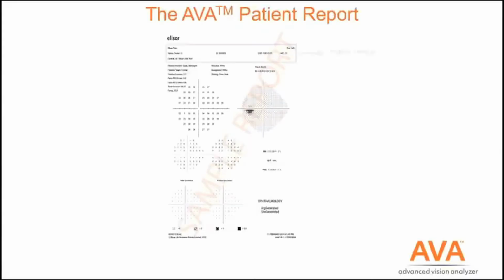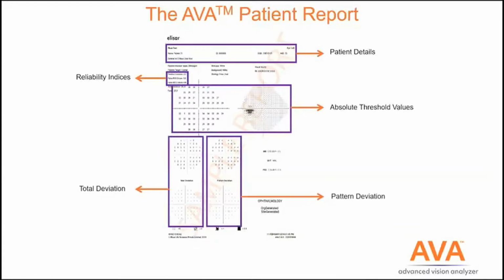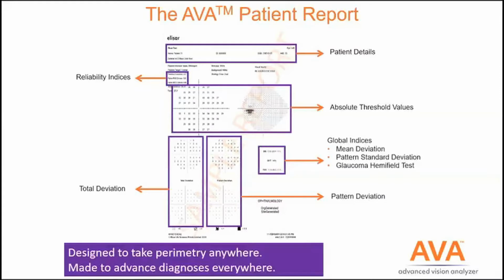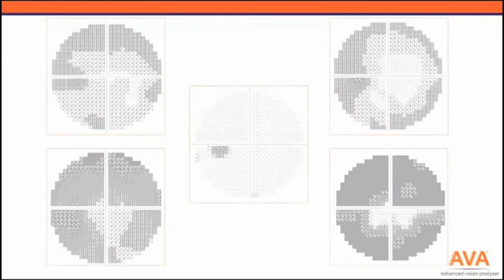The printed test report consists of patient information, reliability indices that comprise fixation loss, false positive and false negative, absolute threshold values and grayscale pattern, gradient plot based on defect significance, and global indices that are compared with a normative database built specifically for AVA. These are the various kinds of visual field defects detected in grayscale pattern.